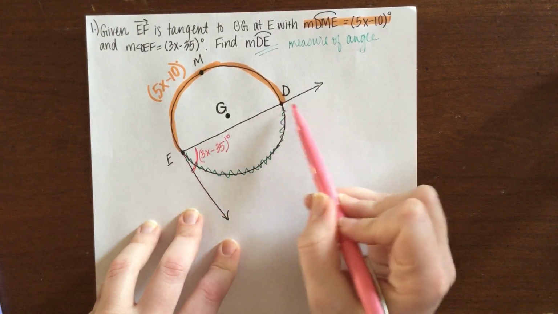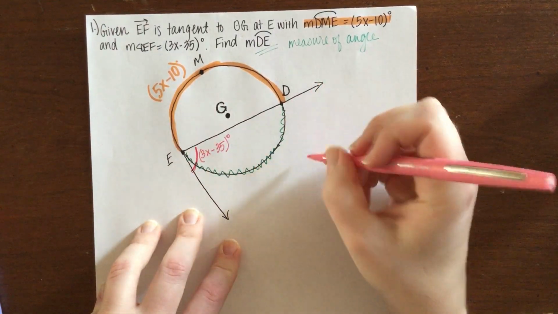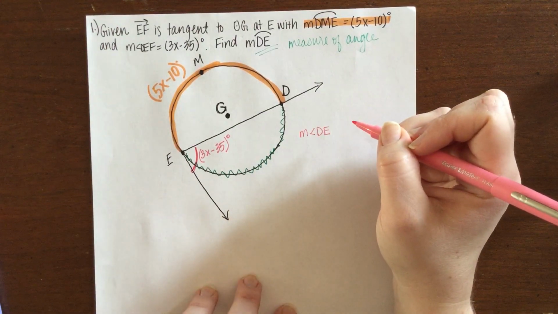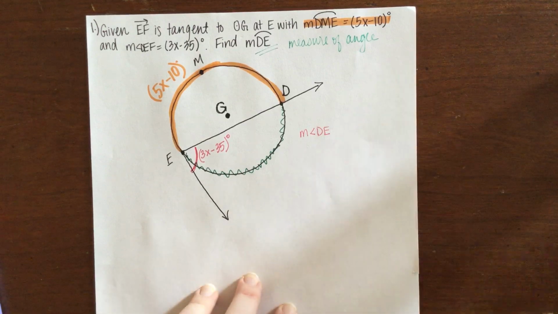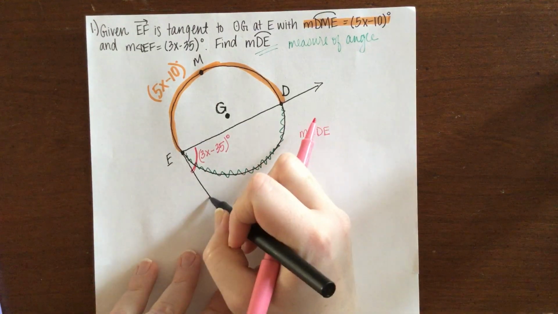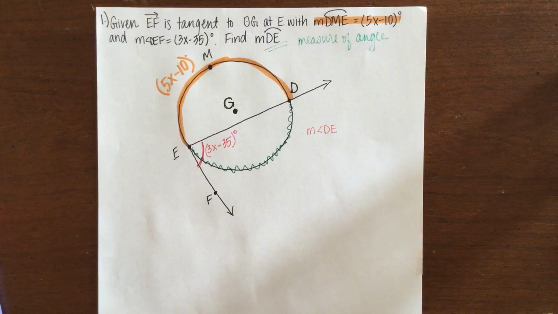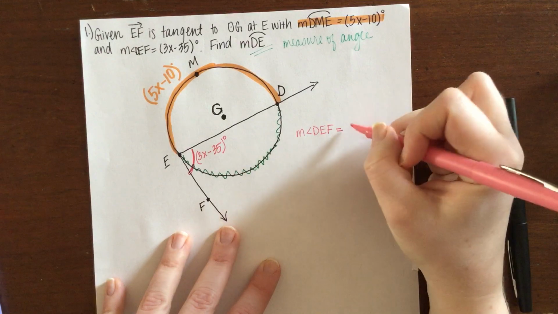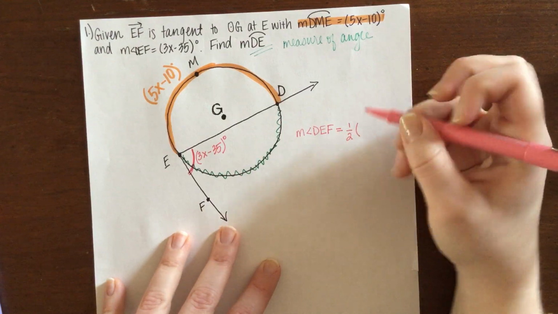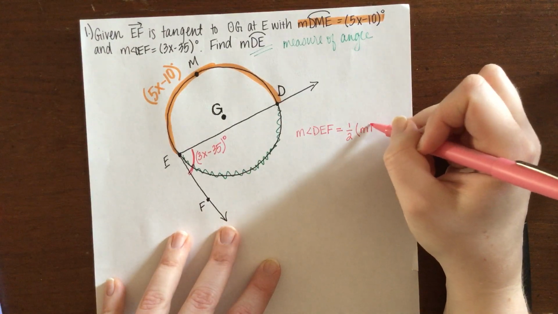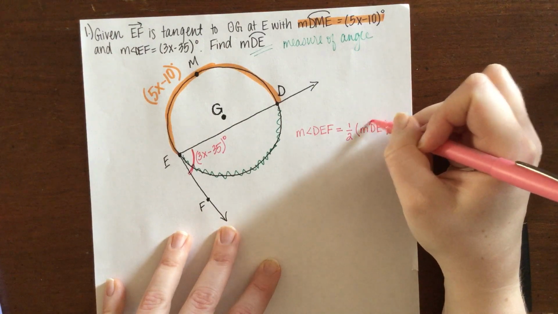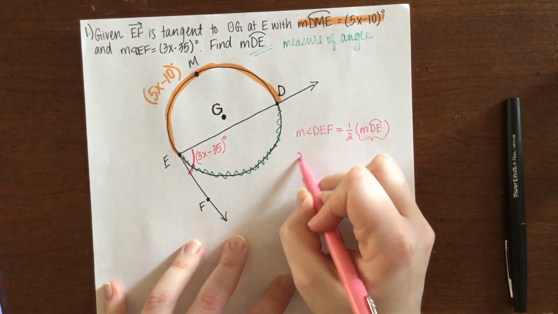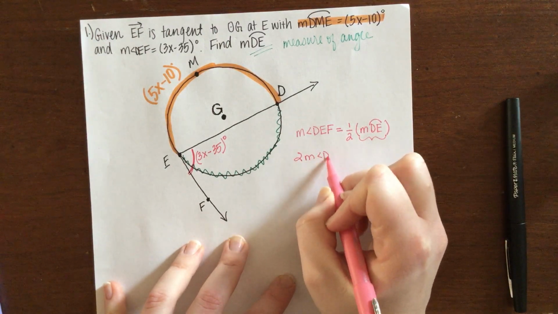So we already said before, since this is formed with a tangent and a secant, I know that the measure of DE, there should be another letter. Whoops, I did not redraw the diagram. F, so DEF, is going to be equal to half of the arc measure DE. Which means if I'm just trying to find the measure of DE, that's going to equal twice the measure of angle DEF.